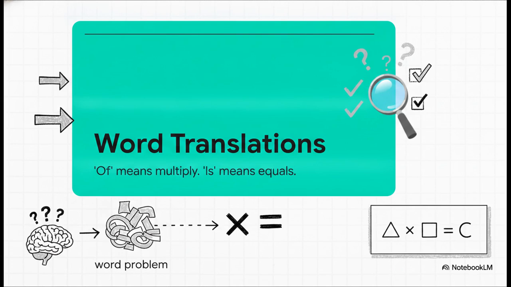It's kinda sad how many people agonize over word problems when a simple little translation key solves 90% of them. When a math problem says the word of, just write a multiplication sign. When it says is, write an equal sign. It translates confusing English directly into a clean algebra equation. Let me show you how this helps you avoid the most common trap in the book.